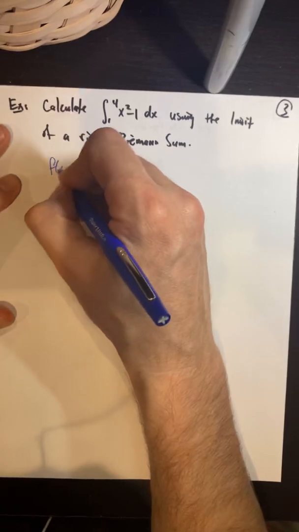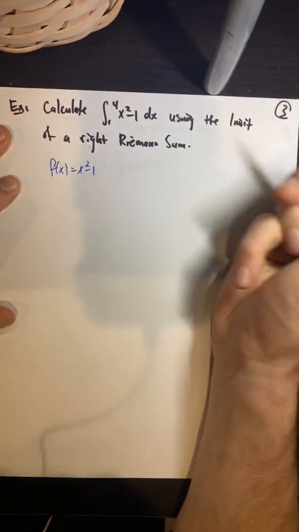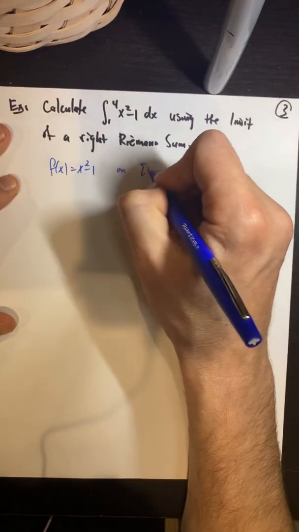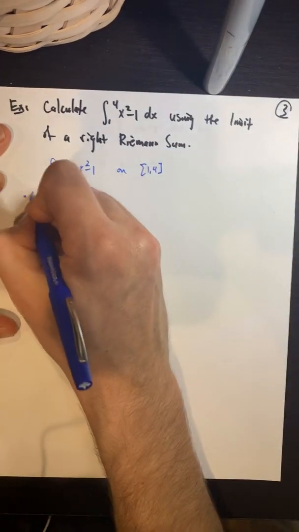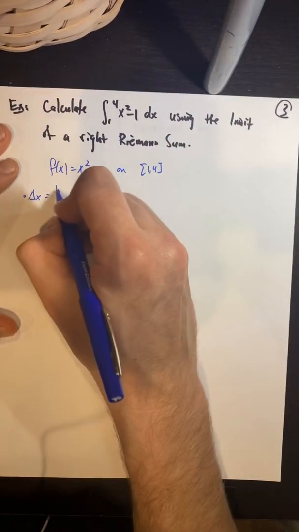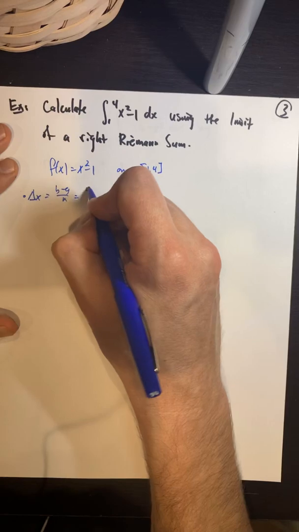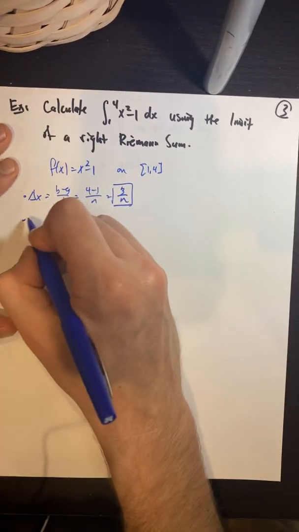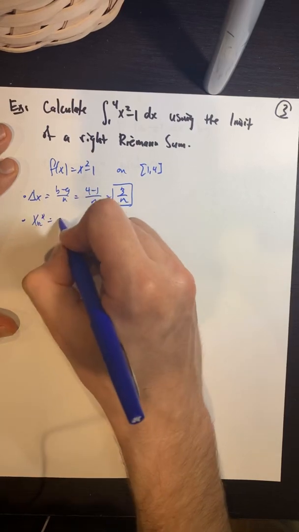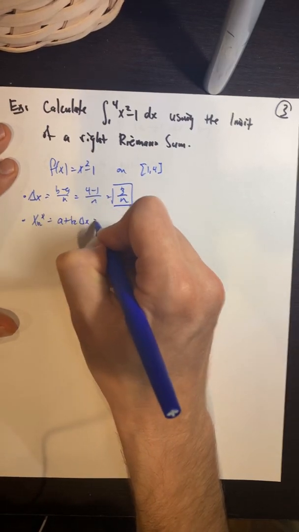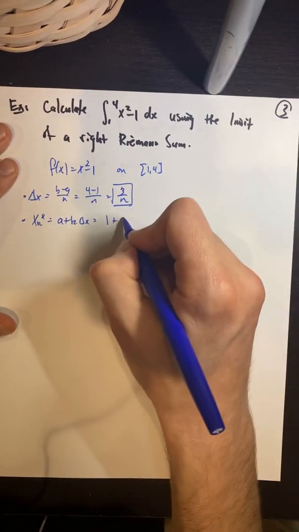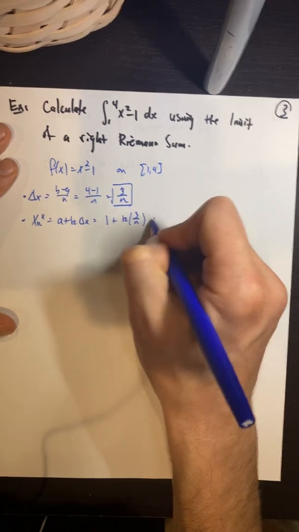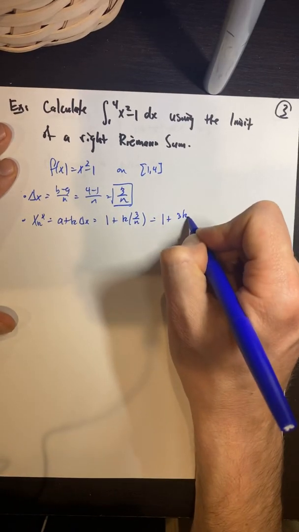So here again, my function is x squared minus 1, and my interval is 1 to 4. So I find delta x as (b minus a) over n. It would be (4 minus 1) over n, which is just 3 over n. Now I find my right-hand endpoint, which is a plus k delta x. So this would be 1 plus k times 3 over n. So this is 1 plus 3k over n.